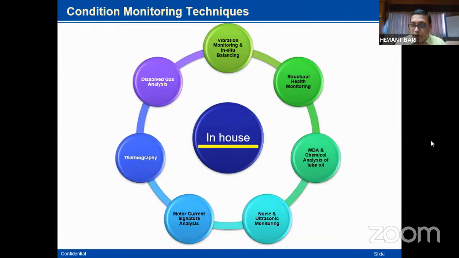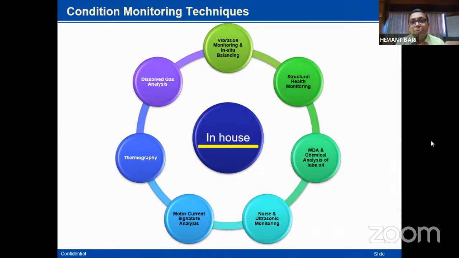Vibration monitoring and in-situ balancing, structural health monitoring, WDA and chemical analysis, noise and ultrasonic monitoring, motor current, thermography, dissolved gas analysis. In each and every technique you can go for a specialization. You don't have to specialize in all of them, only the one in which you are interested.